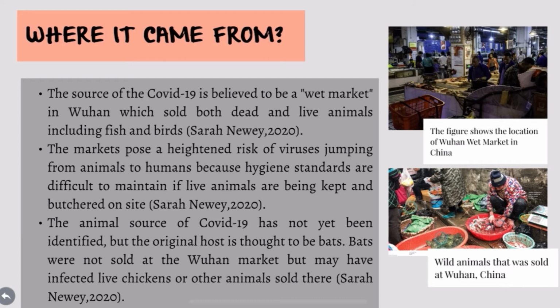The New York Times reported that sanitation was dismal with poor ventilation and garbage piled on wet floors. According to Sarah Nui, the animal source of COVID-19 has not yet been identified, but the original host is thought to be bats. Bats were not sold at the Wuhan market, but may have infected live chickens and other animals sold there.